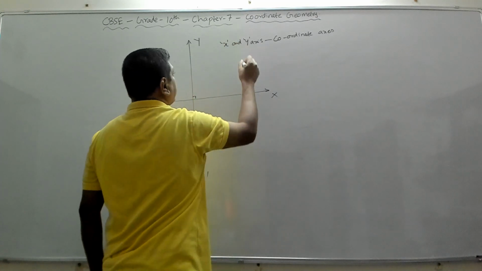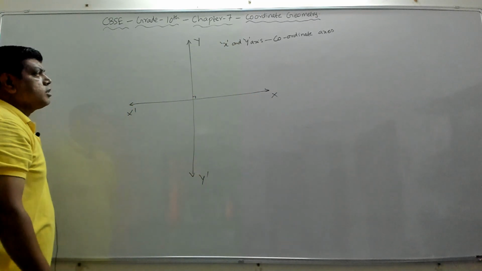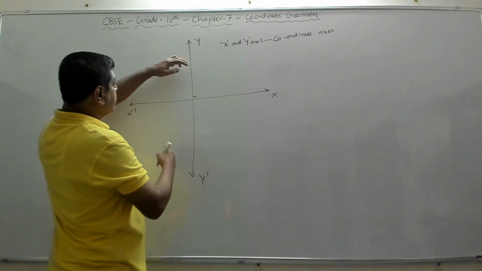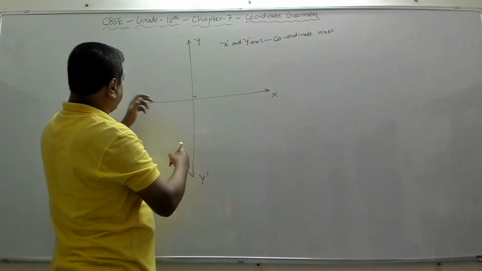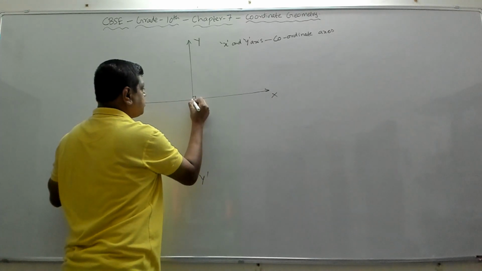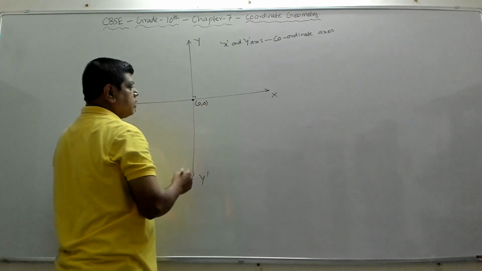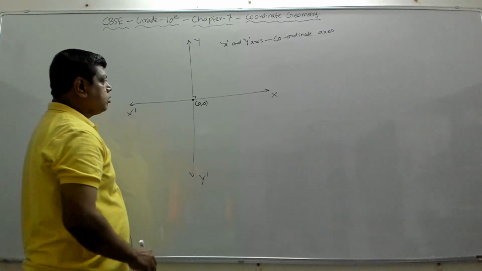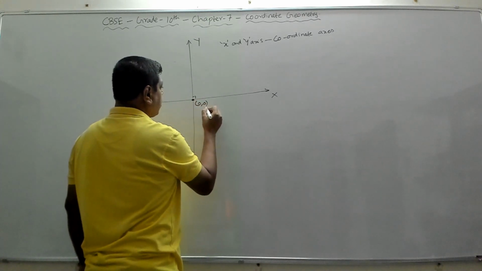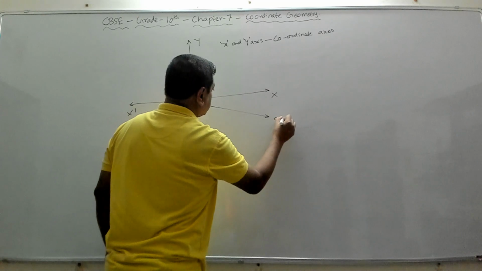The x and y axes are called coordinate axes, and the point where the x-axis and y-axis meet is called the origin, and it is denoted by the ordered pair 0, 0. This is your origin.